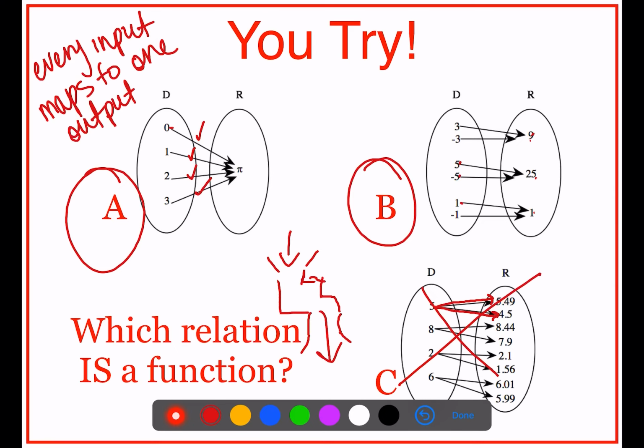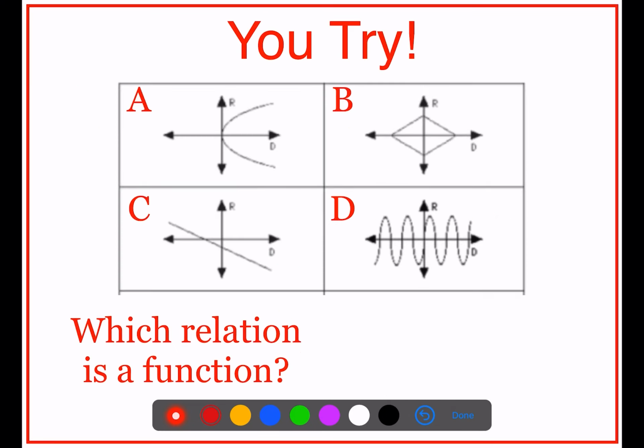So every input maps to one output. Looking here, a way to look at that is if I were to think about these as coordinate points, if I were to come over to, let's say, 1, 1 is paired with this point up here, and it's paired with this point down here. So here, this is not a function because my x value, or my input, has more than one output. If I look here, the same thing happens. So this is also not a function.